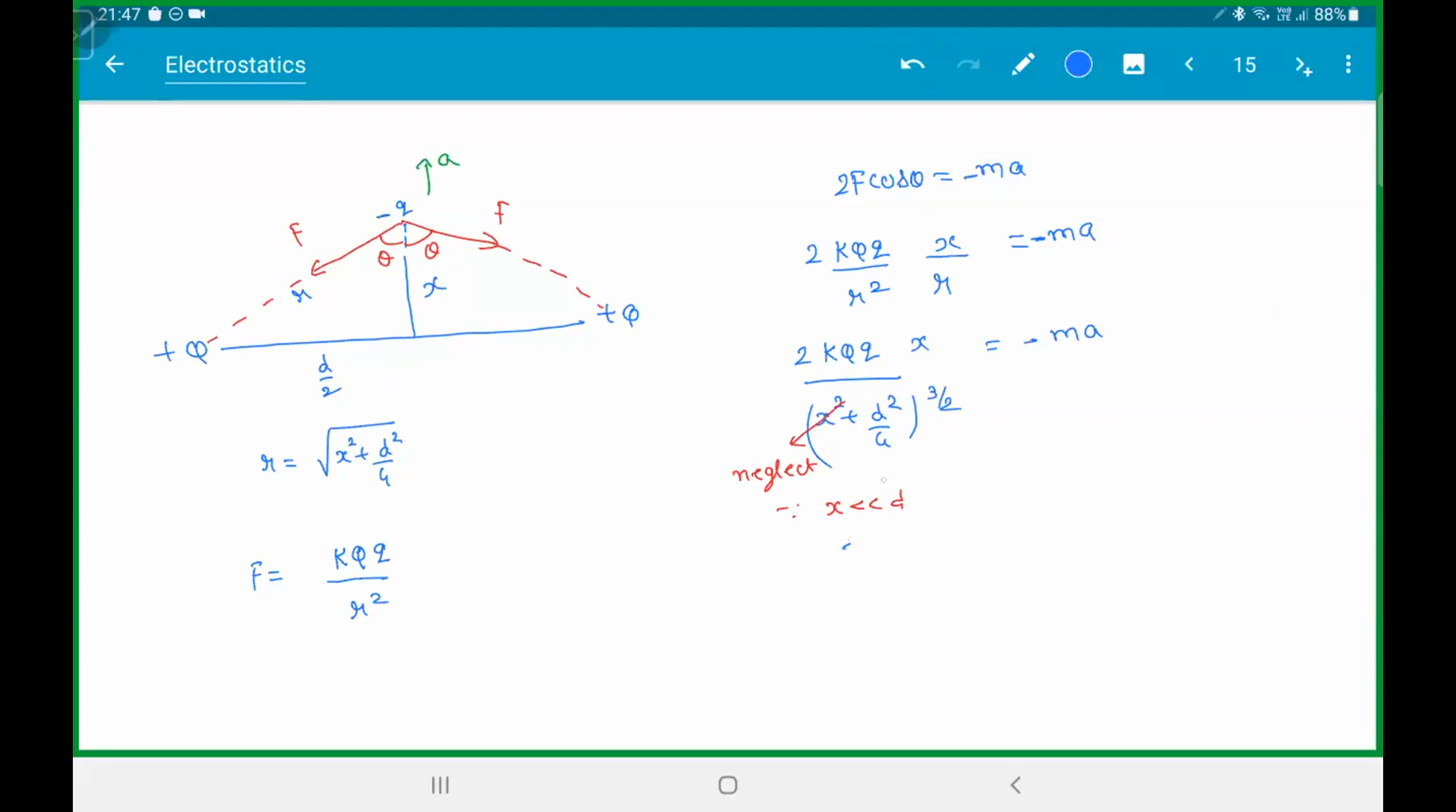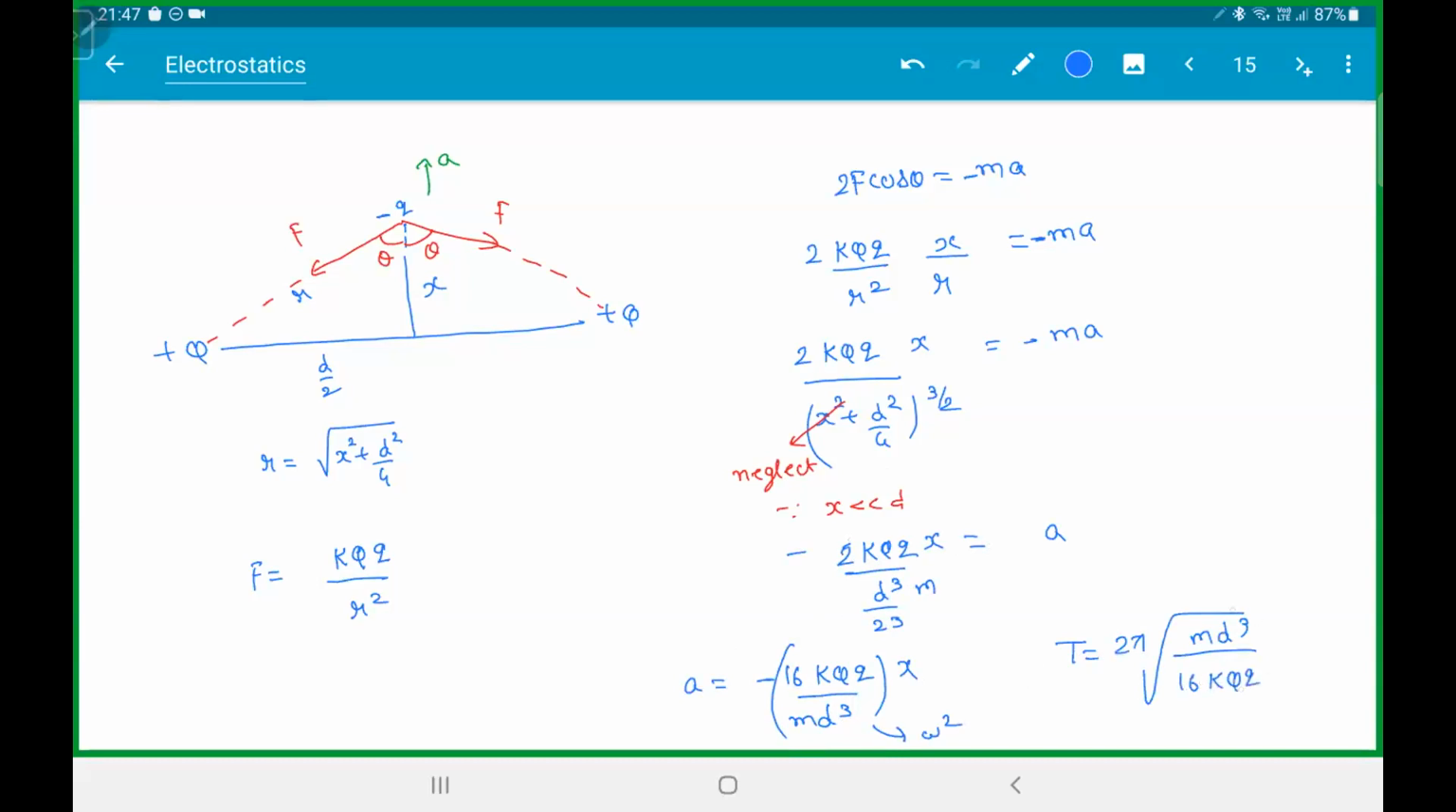So d square by 4, that will be 2kQq x by (d by 2) cube, equal to m times acceleration with a minus sign. That will be minus 16kQq by d cube m into x. This is your omega square. Time period is 2 pi root over m d cube by 16 kQq. Check.